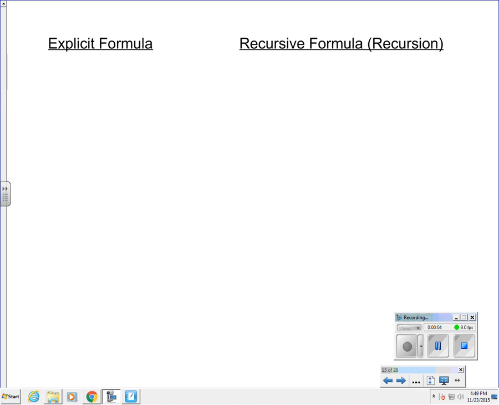This is our Unit 8 Day 3 video, and what we're talking about today is the difference between explicit formulas and recursive formulas, or recursion equations.